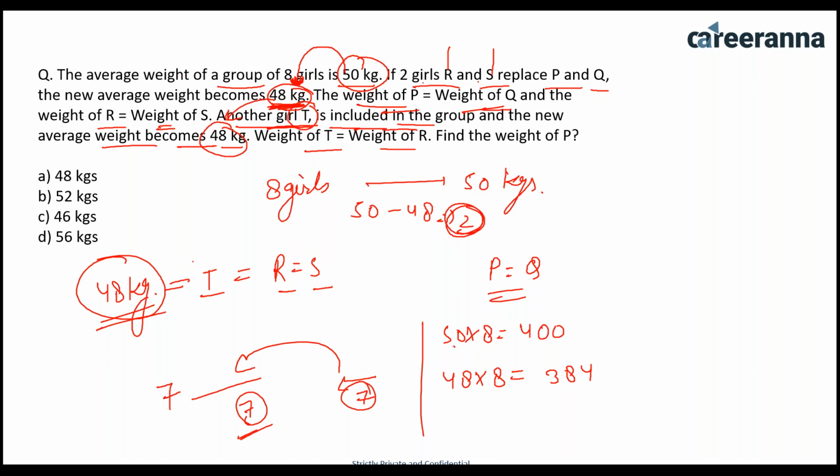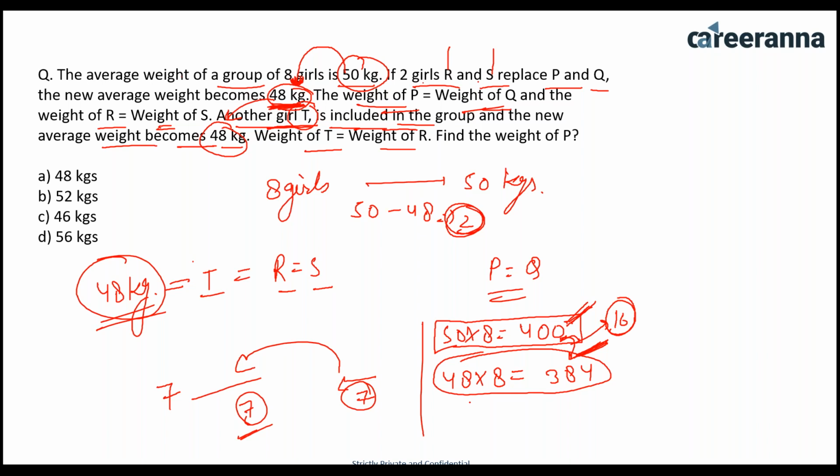Is it clear to everyone? Previously, before replacing, it was the total age, and after replacement, it is the total age. 384. Is it clear to all? 384. So what is the difference? Is it 16?